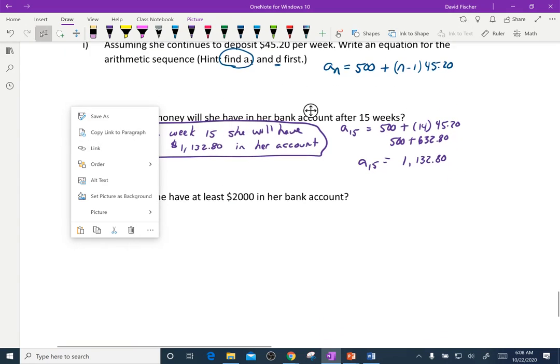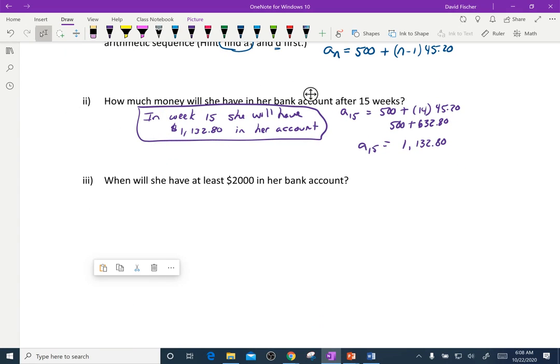Now they're going to ask us a different question. They want to know when she's going to have $2,000 in it. So that's kind of like the math problems we did today. We want to know how many weeks or what term would be $2,000. So we're going to say 2,000. We know our first number was 500 plus n. That's what we want to find. Whoops, minus 1. Minus 1. And we know we're putting in 45.20 every week. So we're going to do the distributive property.